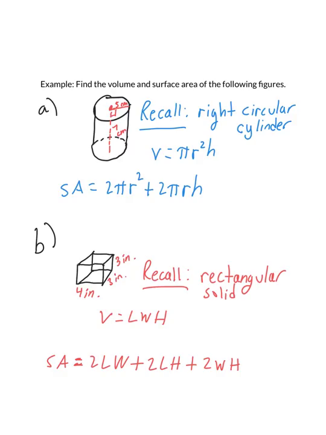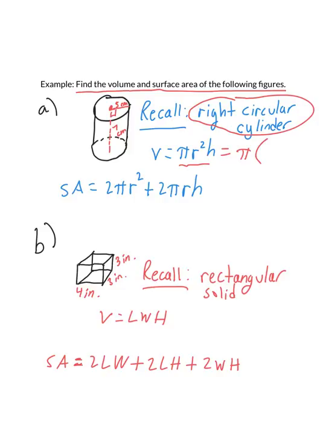In the example, it says to find the volume and surface area of the following figures. So looking at A, I've tried to draw that soda can shape where you have circles on both sides. So remember, that's a right circular cylinder. The volume formula for a right circular cylinder is pi r squared h. So let's go ahead and plug into that formula to find the volume. So bring over the pi.